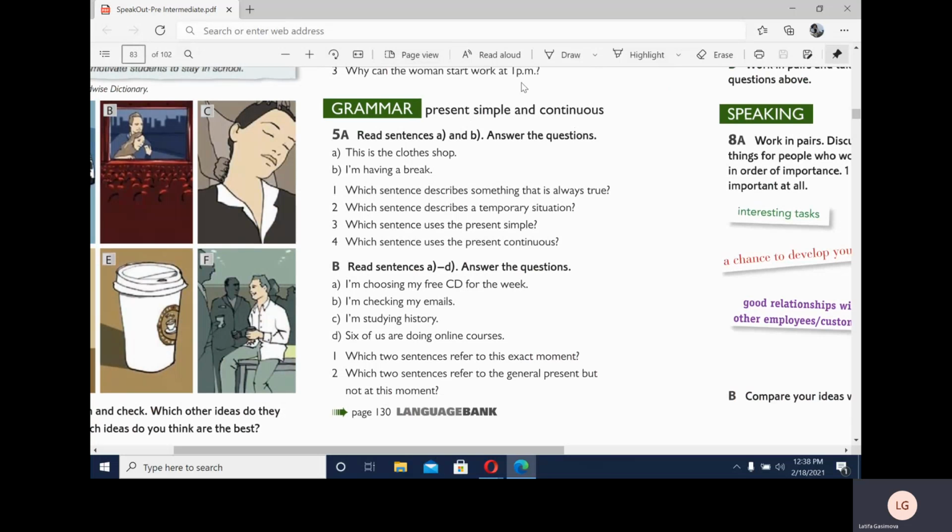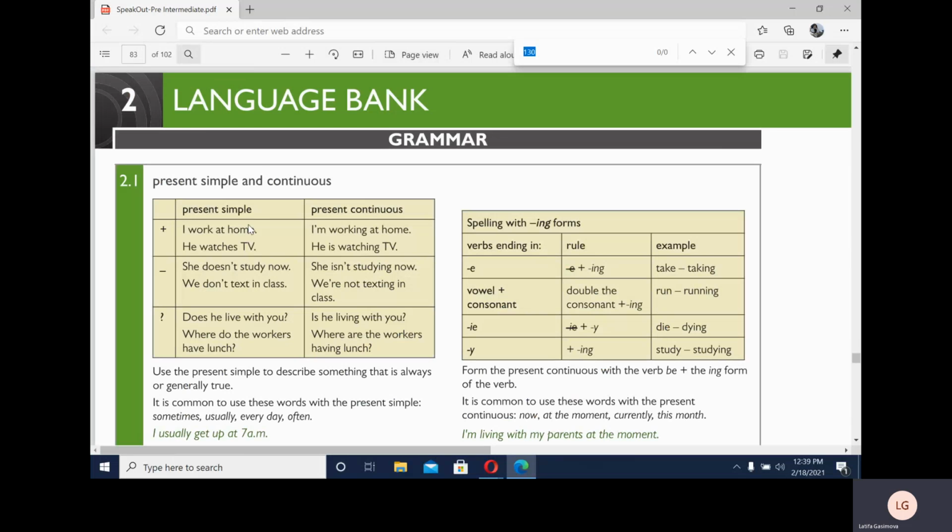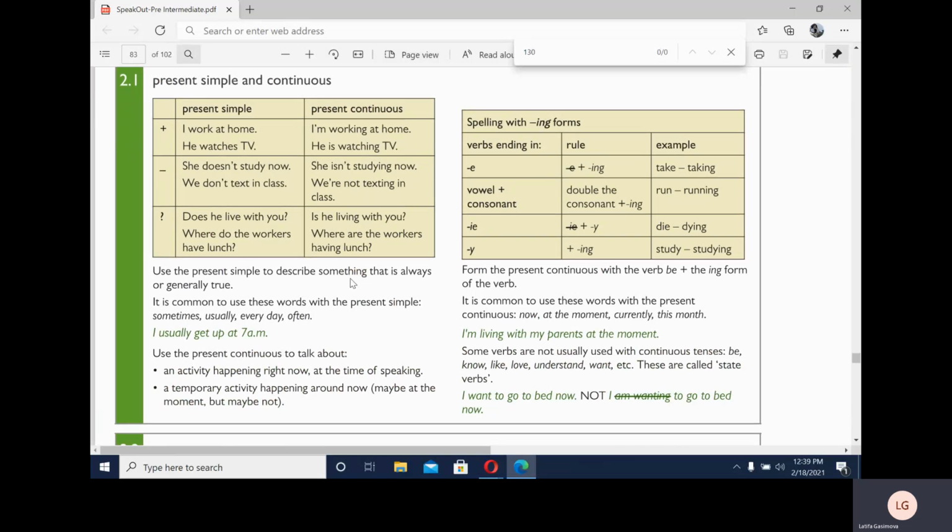Actually, we have covered these rules before in elementary, but still, let's take a look. Well, we have present simple and progressive or continuous, present continuous. And so let's take the usages. We use the present simple to describe something that's always or generally true, right? And in this case, we use words like sometimes, usually, every day, often. So I may say, I usually get up at 7 a.m., right? And yes. So next comes present continuous, right?